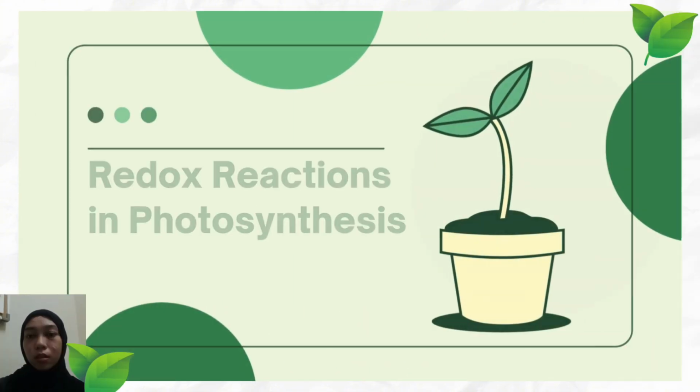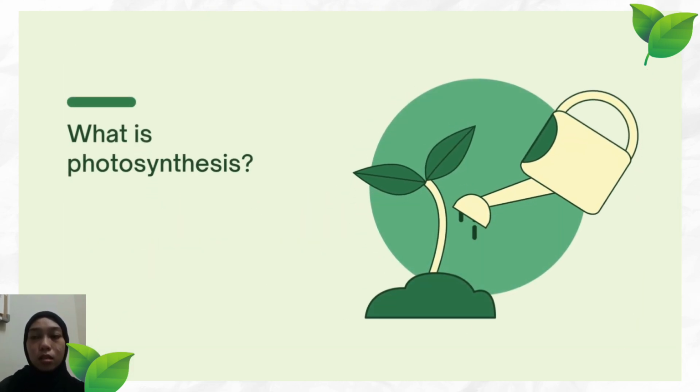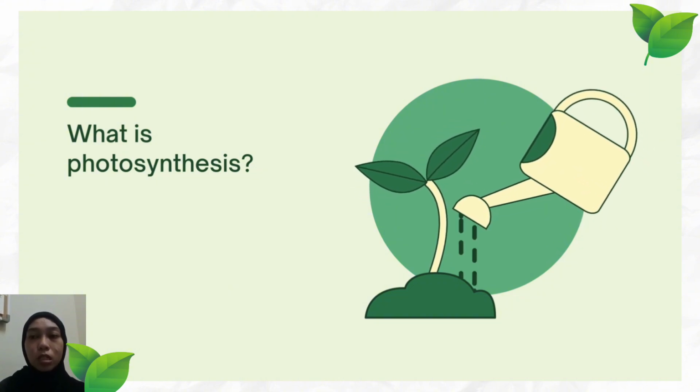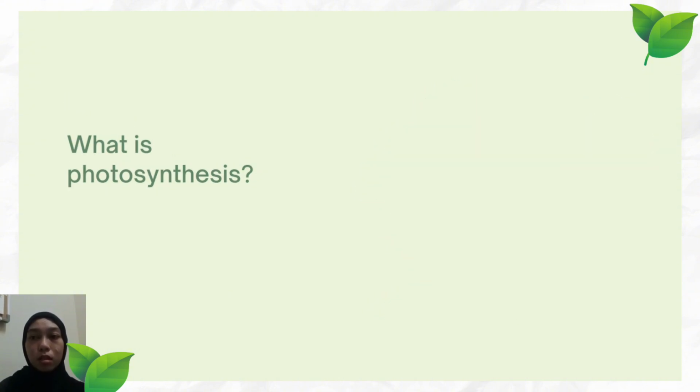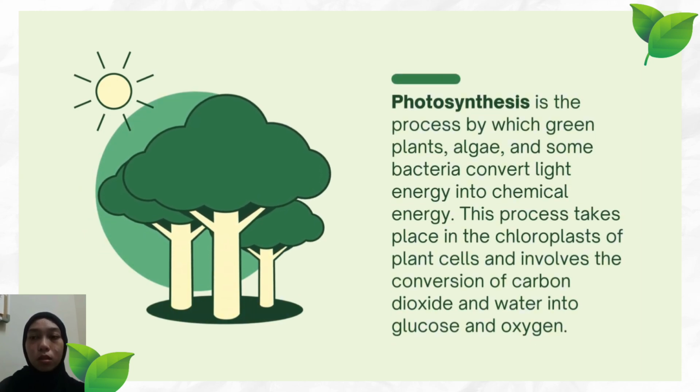Redox reactions in photosynthesis. What is photosynthesis? Photosynthesis is the process by which green plants, algae, and some bacteria convert light energy into chemical energy. This process takes place in the chloroplast of plant cells and involves the conversion of carbon dioxide and water into glucose and oxygen.